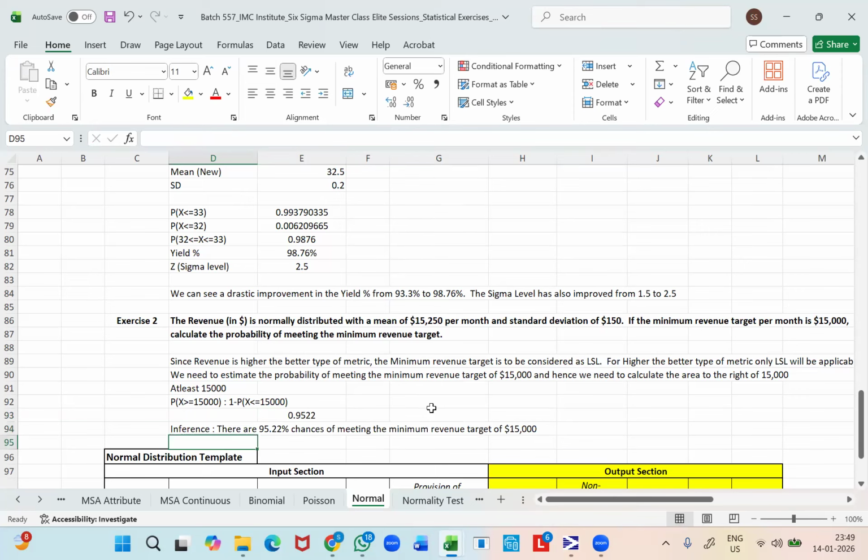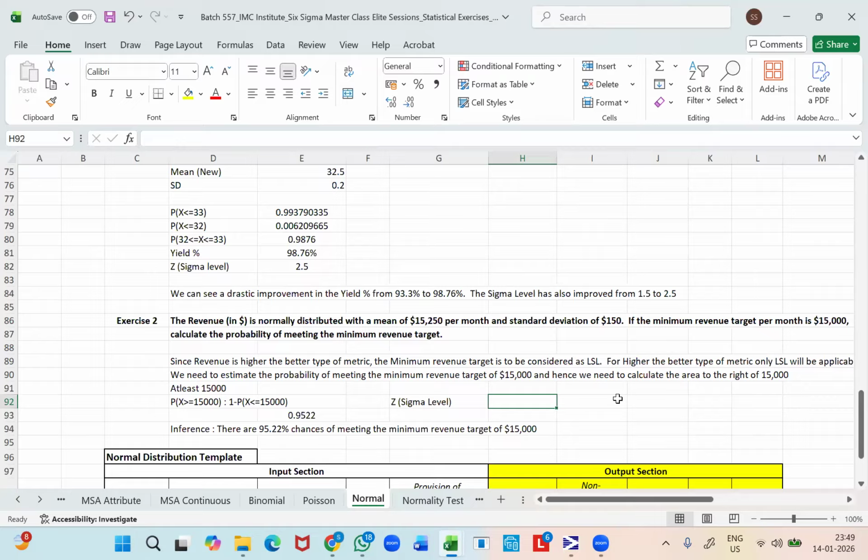Right? So what will be the sigma level for this scenario? This is a one-sided specification limit exercise. Since the metric is not nominal the better, we will not be provided with both LSL and USL values. The metric is higher the better, so only LSL will be applicable. So for calculation of sigma level, we will apply only the LSL side formula, because the USL side formula will not be applicable at all for a higher the better kind of metric. Only LSL will be applicable.